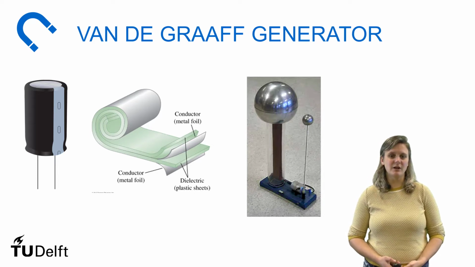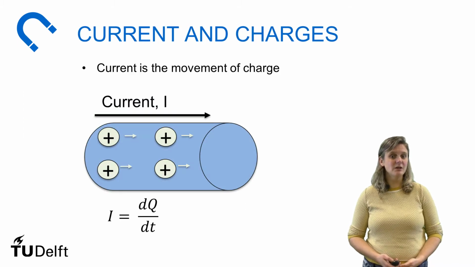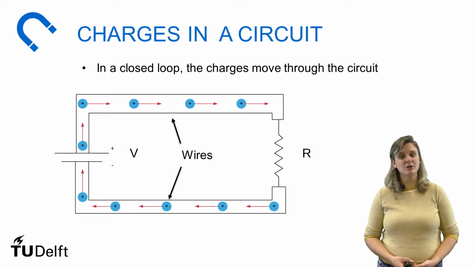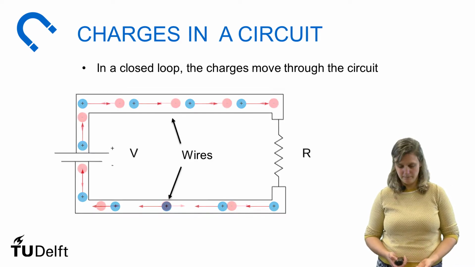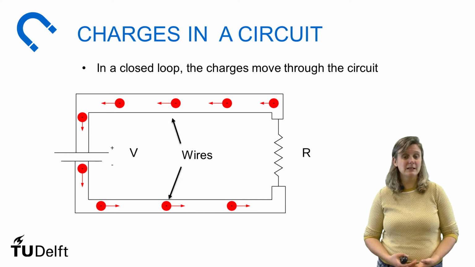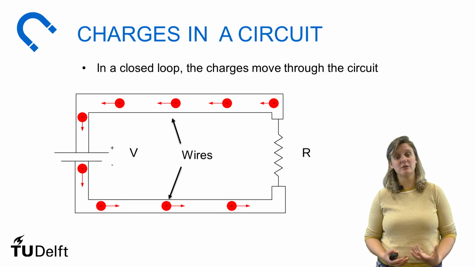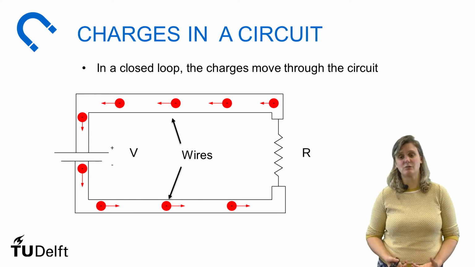Okay, let's refresh ourselves. Currents and charges. The current is the movement of charges through an area. In this case, you see positive charges flowing through a tube with a current I, which is dQ/dt. If we have a closed loop, the charges move through the circuit and current keeps flowing because we have a battery or electromotive force that keeps pumping energy into the system. And if we have, for example, negative charges, they will flow in the other direction. In this case, most of the time electrons flow, so this is typically the direction electrons would take.